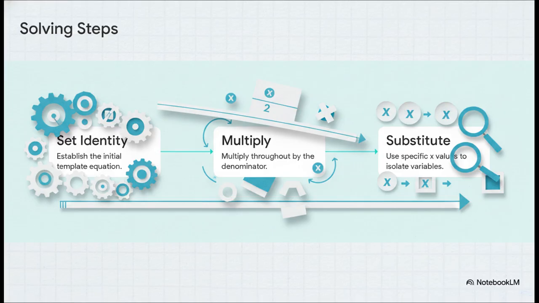First, set up the template identity. Second, multiply throughout by the bottom denominator, which, by the way, is incredibly satisfying because it instantly flattens our fraction into a straight, easy-to-read horizontal line of algebra. And third, substitute specific values for x to isolate our targets.